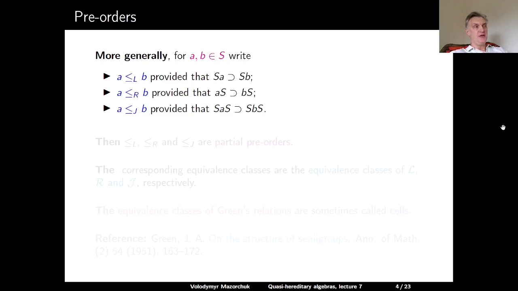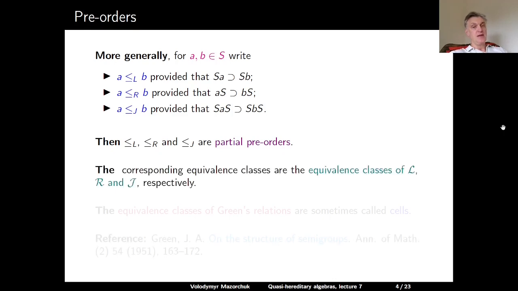And finally, B is two-sided greater than or equal to A, so J greater than or equal to A, provided that the two-sided ideal of S generated by B is contained in the two-sided ideal of S generated by A. Then these three binary relations are partial preorders, which are usually called the left preorder, the right preorder, and the two-sided preorder. And the equivalence classes with respect to these preorders are exactly our equivalence relations L, R, and J.